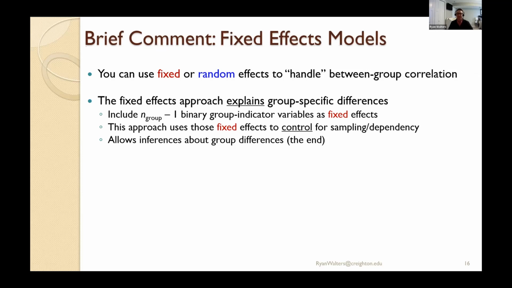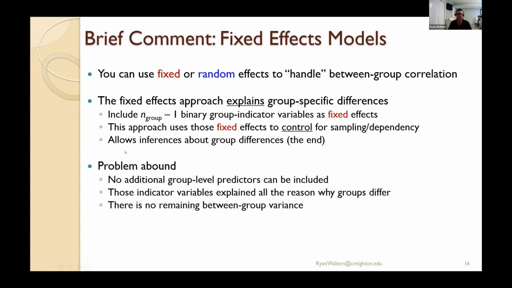What this does is it controls for sampling and dependency, and explains all of the reason why the states are different. So it is an ANOVA type question. Is there a difference in the outcome between states? Period. That's the question it literally answers. Problems: no additional group level predictors can be included.